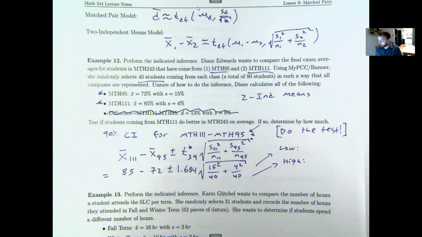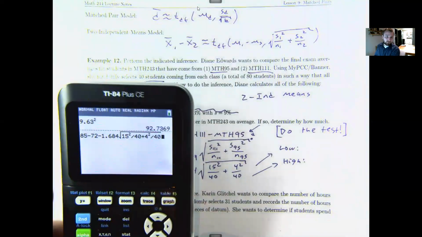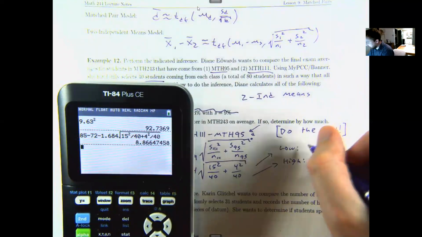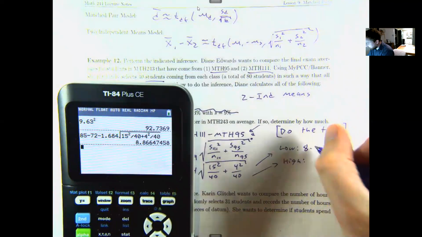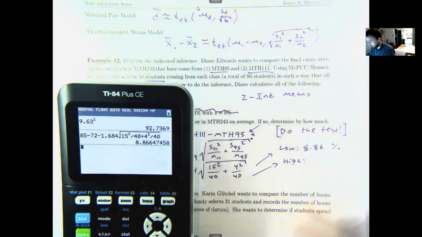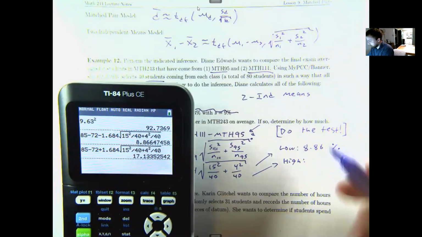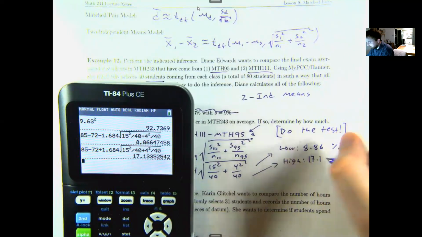So this is just reviewing an old lesson. I'm just trying to tell the difference between them. And when I'm typing this into my calculator, I'm not going crazy with the parentheses. I'm just letting order of operations do its thing. On the low side, I'm getting 8.86%. On the high end, changing this minus to a plus, I'm getting 17.13% or so.